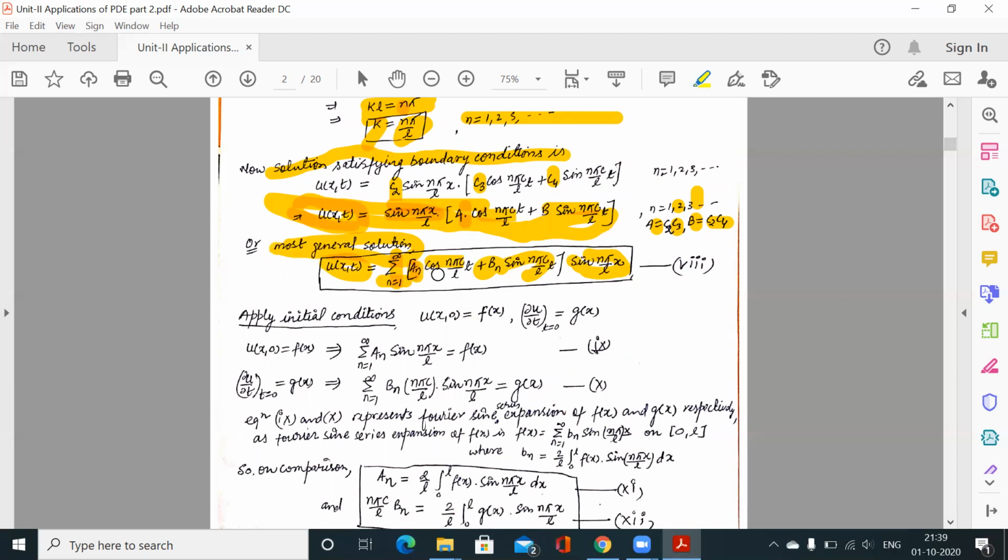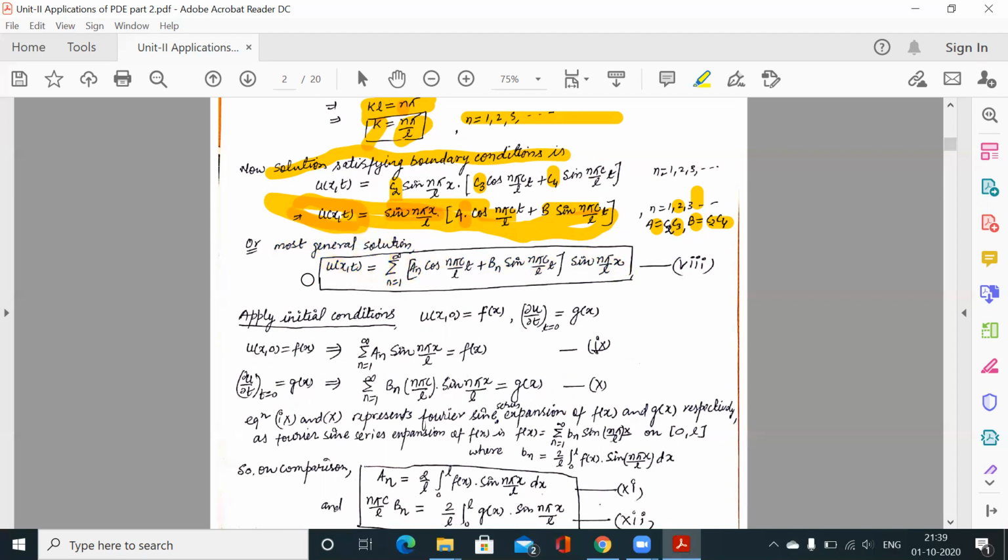So when we substitute n equal to 1, we will get one solution. When we substitute 2, we will get a second solution. When we substitute 3, we will get a third solution. And we are summing up all the solutions. So this will again be a solution, by the property that the linear combination of all the solutions of a homogeneous differential equation is again a solution. So we are using that fact only.